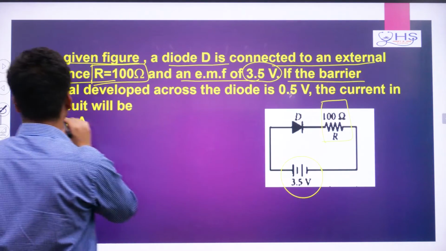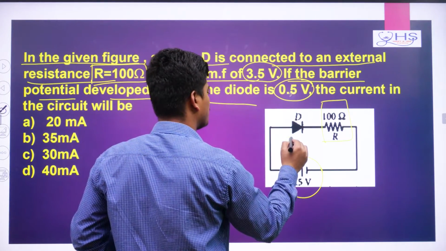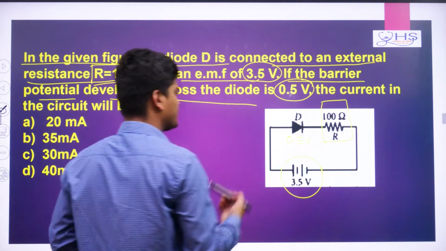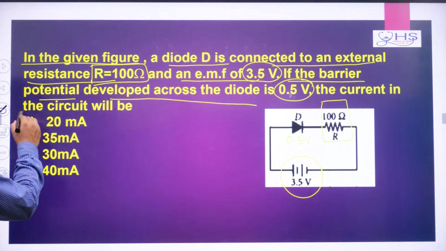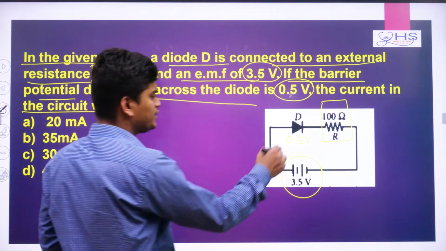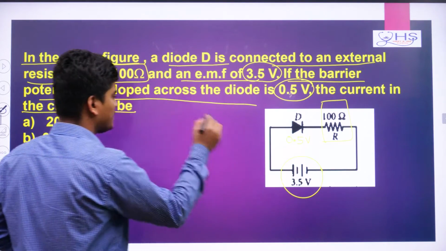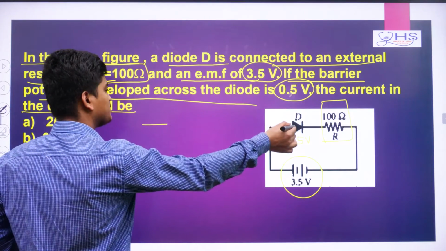Now if the barrier potential developed across the diode is 0.5 volt. So here they are telling a 0.5 volt barrier potential is there. Now the current in the circuit will be how much? So here some options are given. Now listen, when a diode is there and some potential is across the diode, then I can write like this. This diode is working.